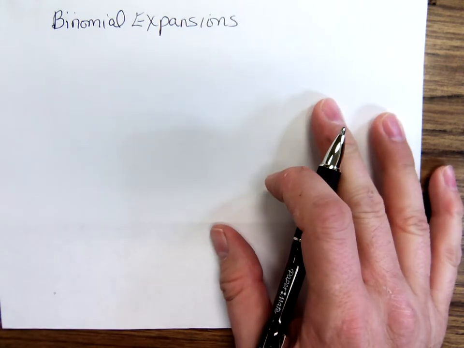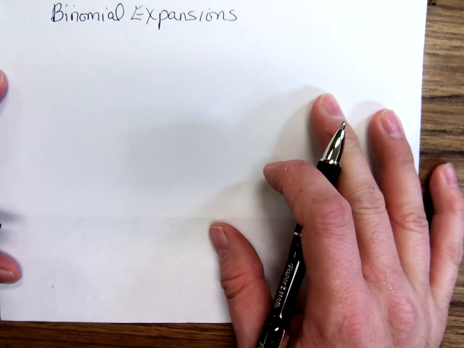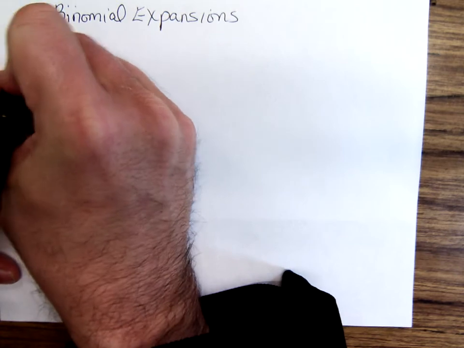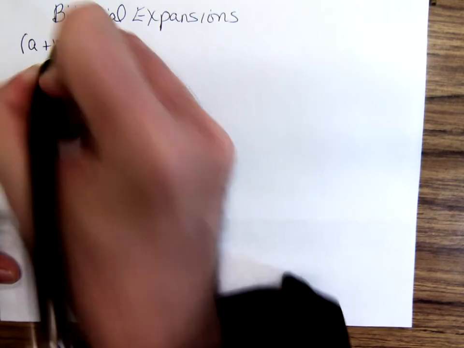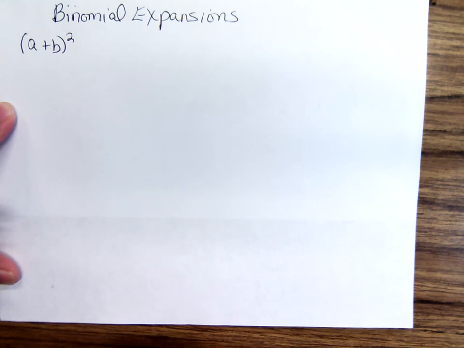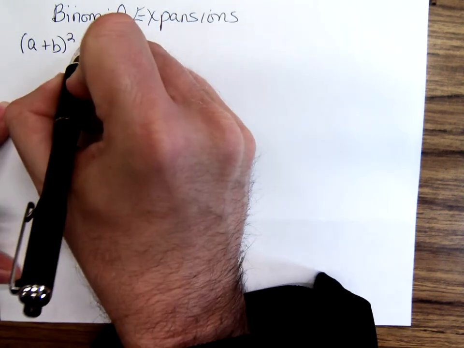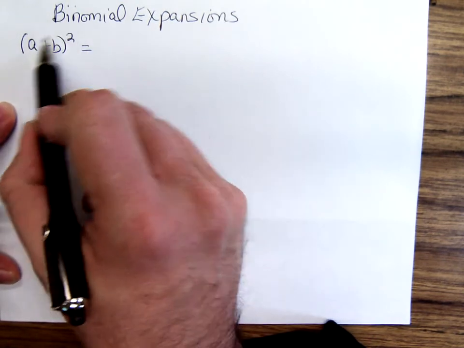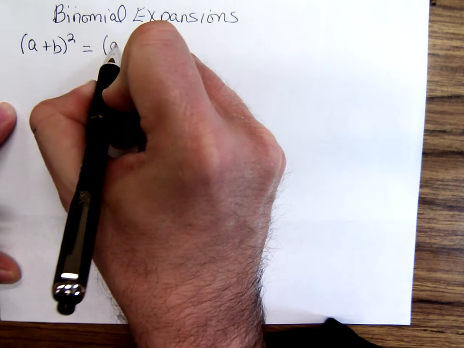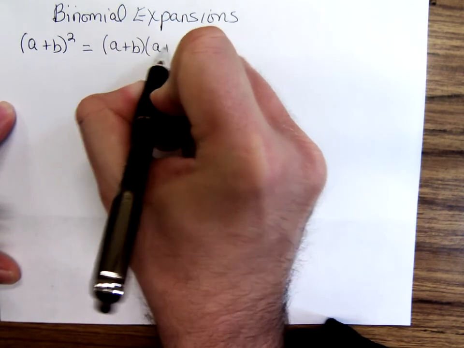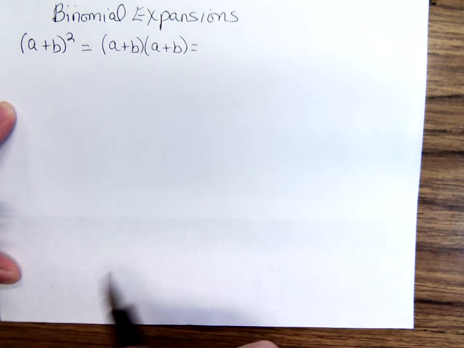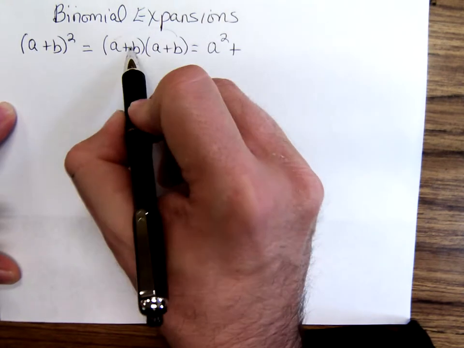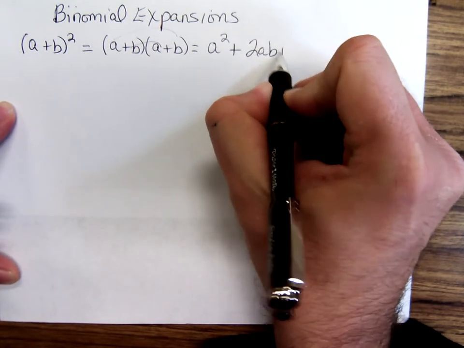You've been expanding binomials for a long time in your algebra classes. If we had something like a plus b squared, you didn't just square the a and square the b, did you? How would we expand a plus b squared? You're going to have to FOIL that out. Some of you can do this FOILing and expansion in your head, and you'd have a squared plus 2ab plus b squared.